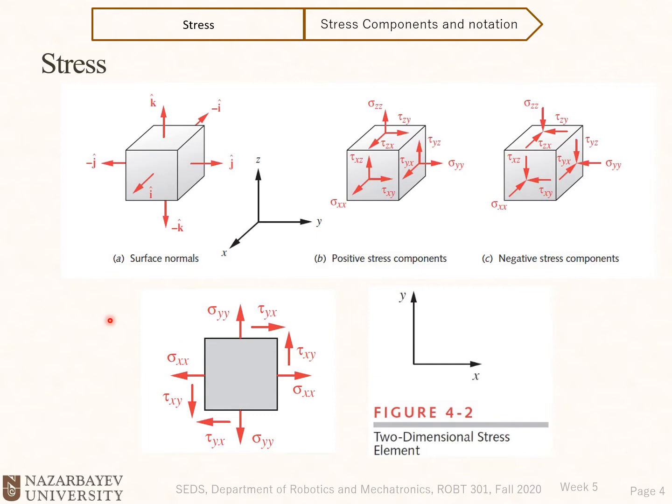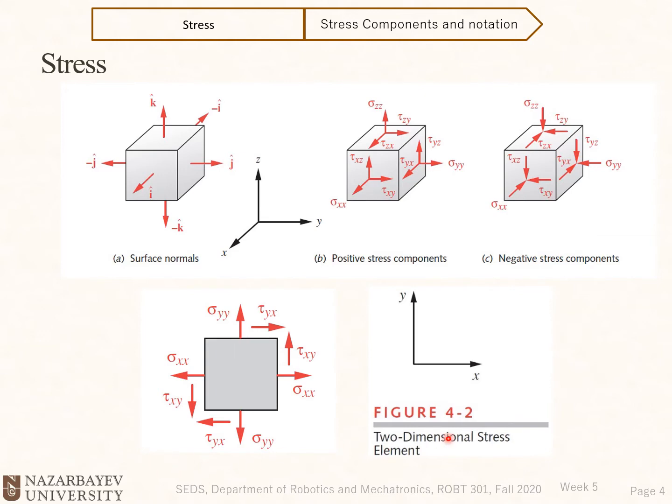Okay, so here we have our surface normals. What are i, j, and k based on our right hand Cartesian coordinate system? Okay, this one is a right hand Cartesian coordinate system. And based on these i, j, k, or normals to the surfaces, they have positive stress components and negative stress components.